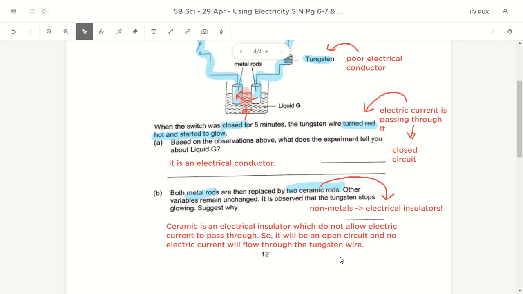Okay, so this is question 14 and 15. This is the end of your topical worksheet for electrical systems.